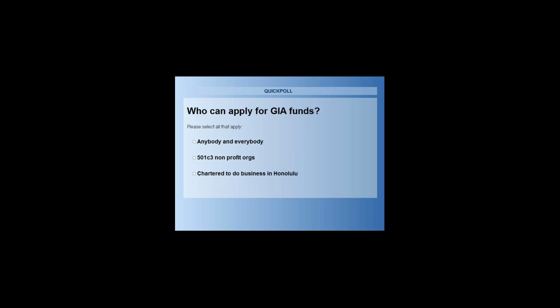You should be able to see a question. Who can apply for GIA funds? So click the appropriate response on your screen. They'll come over to me. People are doing them already. And once I get a good amount of responses, I'll come back and let you guys know what the responses are. So we're up to about 68% now. I'm going to shut off my microphone for about 30 seconds, and I'll be back shortly.